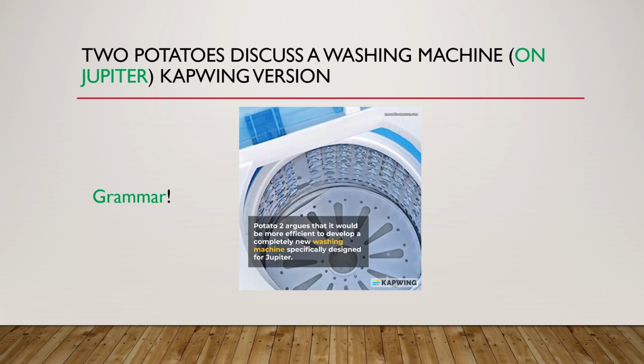So had I moved "on Jupiter" to "two potatoes on Jupiter discuss a washing machine," that would have been a lot closer to the intention that I was trying to get to. I was imagining two potatoes just hanging out in space talking about a washing machine. So I went in expecting a certain result, and I definitely didn't get it. And I think that was a really good kickoff to the project, because part of the point in exploring this is to say, how is the software interpreting the information that it's being given?